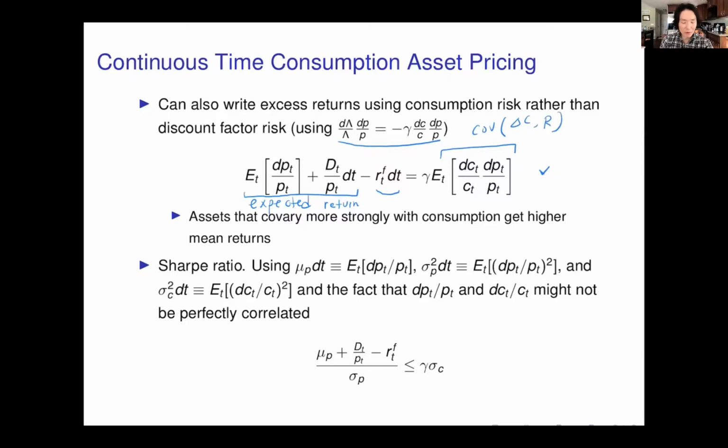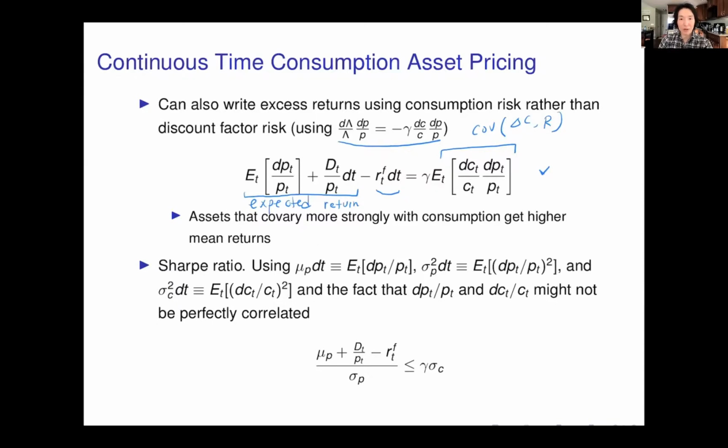So what it's saying is basically the following. We obtain the same intuition as we learned for the case of the discrete time. In other words, assets that covary more strongly with consumption will get higher average returns. Suppose there's an asset that pays more when the consumption growth is high, or pays low when the consumption growth is low. These kinds of assets are not very desirable because they don't work as an insurance. Therefore, unless they provide higher expected returns, investors don't want to hold them. Okay? Therefore, their prices are lower and their expected returns are higher.